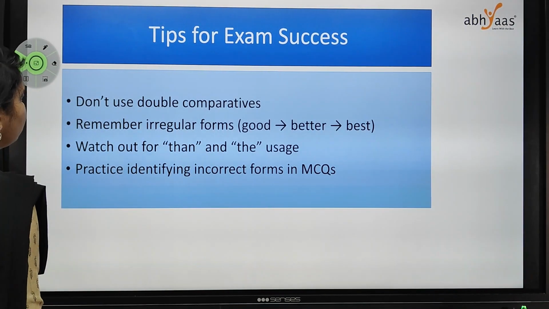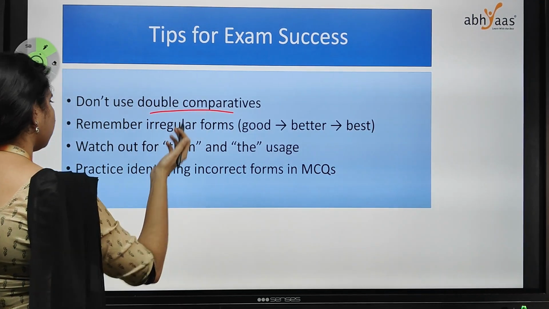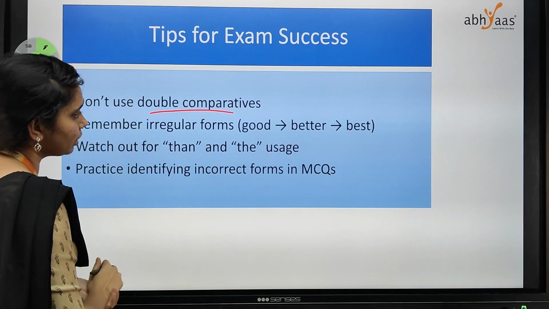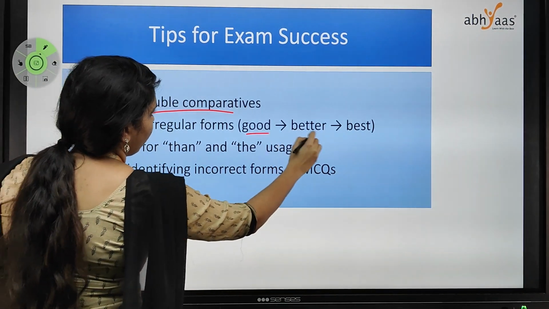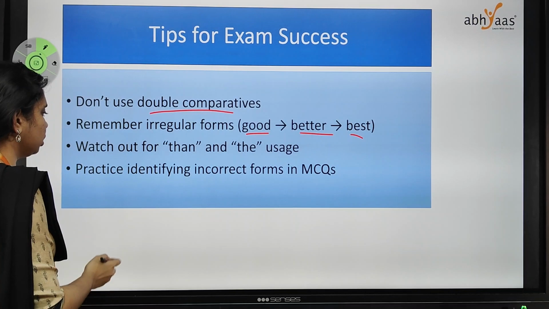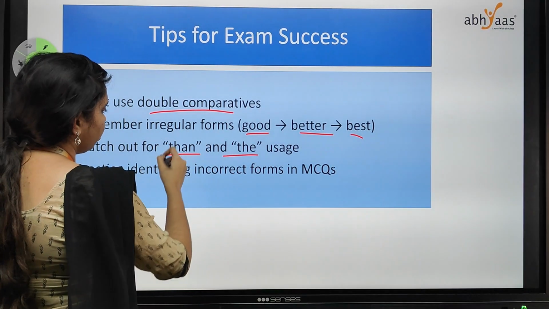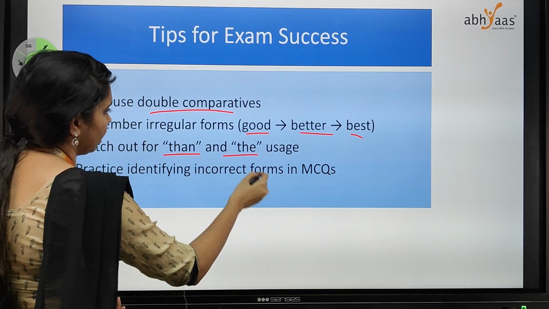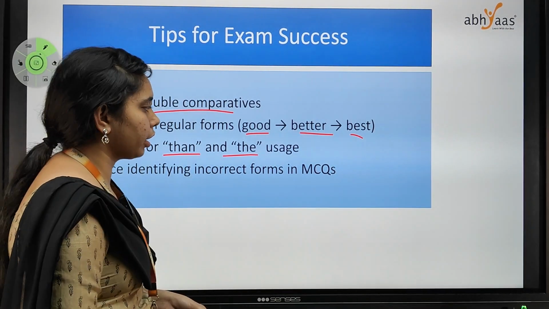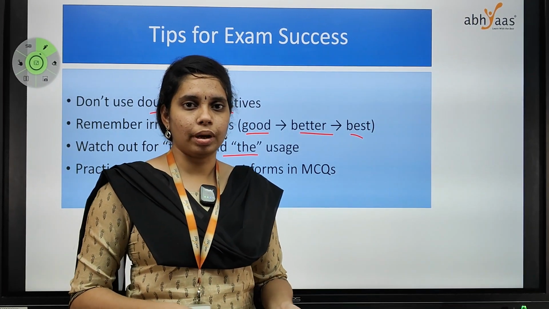So yeah, don't use double comparatives. In errors of correction you might come across these things. Remember irregular forms like good, better, best, bad, worse, worst. You have to be aware of those things. Watch out for that and the usage, because than comes into comparative style, the comes into superlative style. And yeah, practice identifying incorrect forms in MCQs. That would help you with your degrees of comparison.